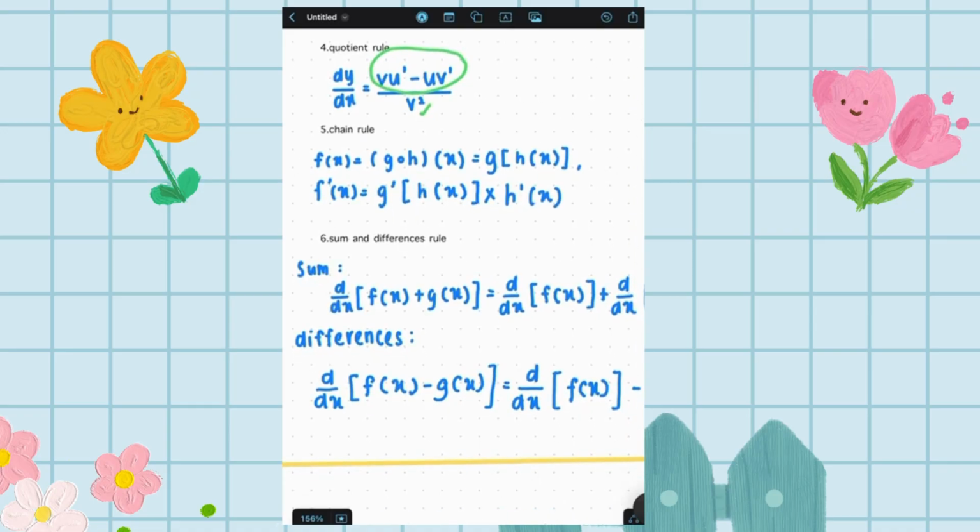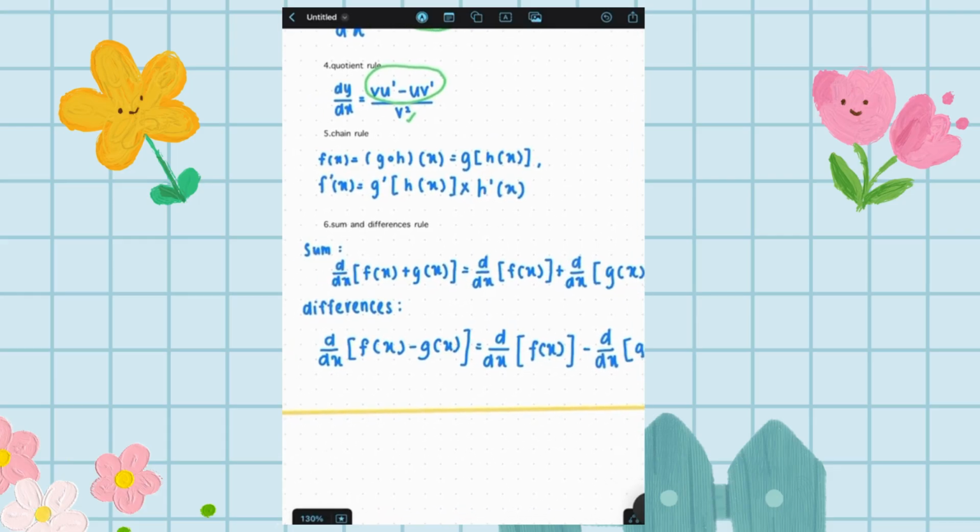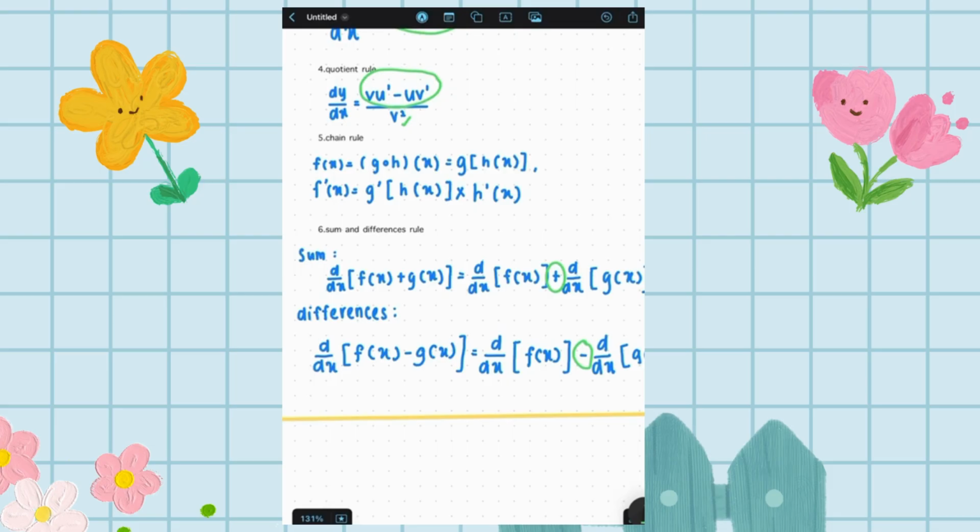And then last but not least, the sum and difference rule. The sum and difference rule is quite the same, but the difference is plus and minus. This rule is used when we are differentiating two or more functions that are added or subtracted. The derivative of a sum is the sum of the derivatives, and the derivative of a difference is the difference of the derivatives. So, in conclusion, by mastering these techniques, we can differentiate almost any function we encounter in calculus. That's all from me.